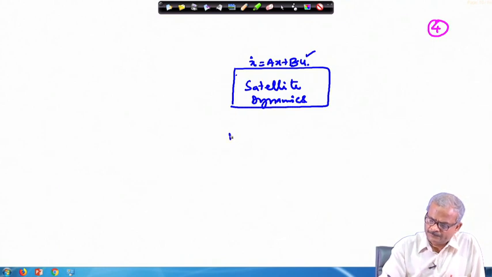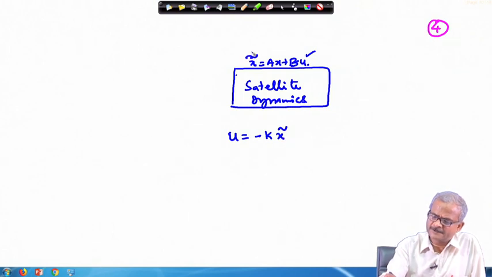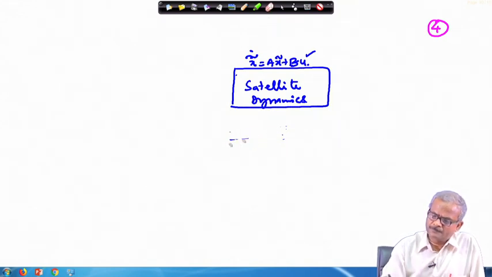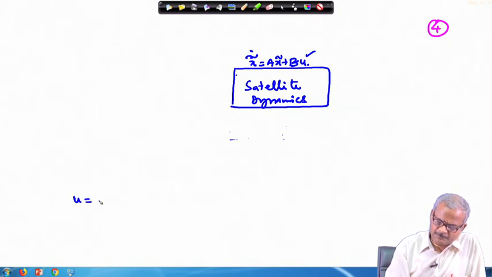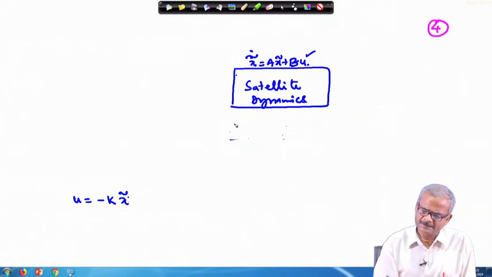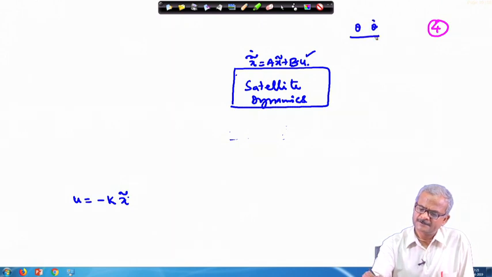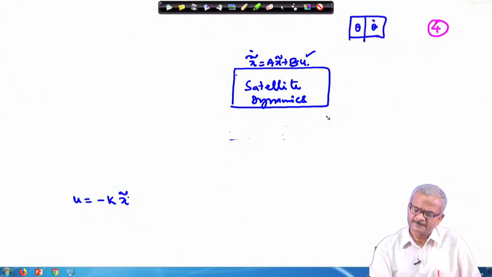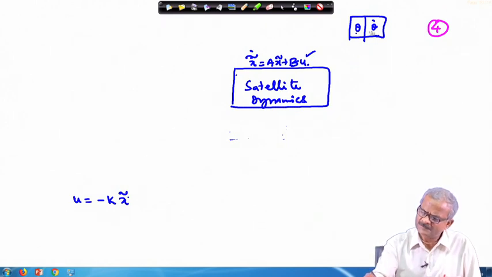So, u is taken as, say, minus k times x tilde. U equal to minus k times x tilde, and x tilde is the state. So, here in this case theta and theta dot constitute your states, two variables. This is a single variable, but in the phase space you get these two, which you can write as x 1 and x 2.